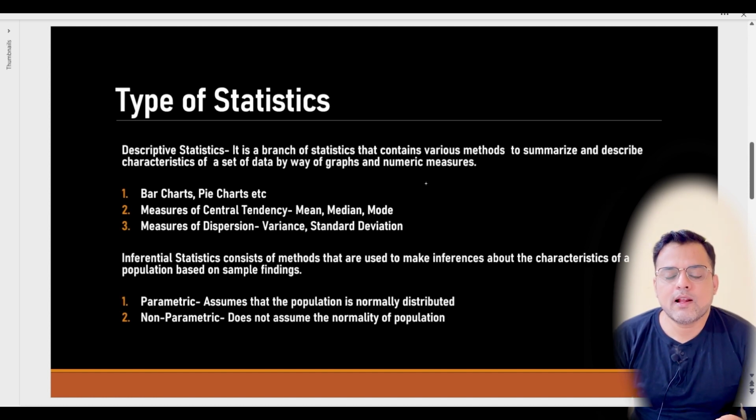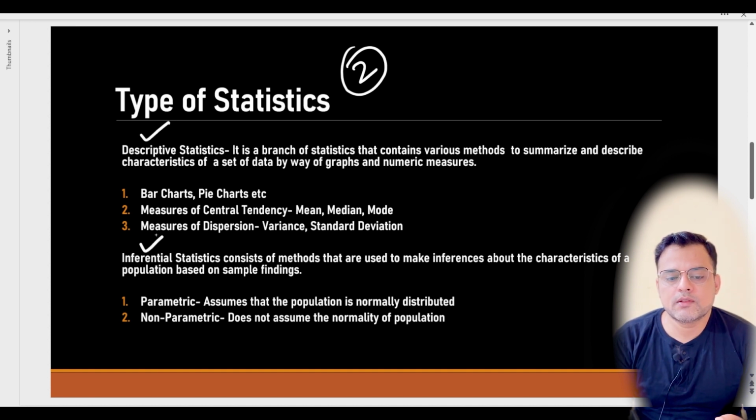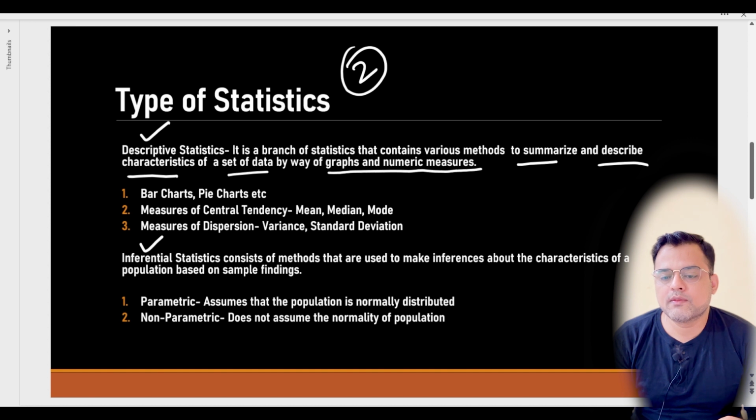Now there are different kinds of statistics which we use most predominantly. There are two types: one is descriptive statistics and one is inferential statistics. In our complete course we'll be talking about these two sets of statistics. Descriptive statistics is a branch of statistics that contains various methods to summarize and describe characteristics of a set of data by way of graphs and numeric measures. So here we are trying to summarize our data by way of graphs or numeric measures, and we'll see what that means.